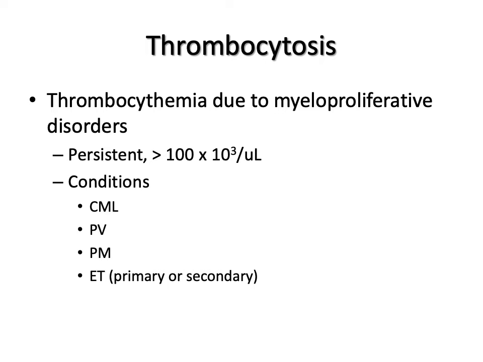The myeloproliferative neoplasms associated with thrombocythemia include chronic myelogenous leukemia, polycythemia vera, primary myelofibrosis, and essential thrombocythemia, both primary and secondary.